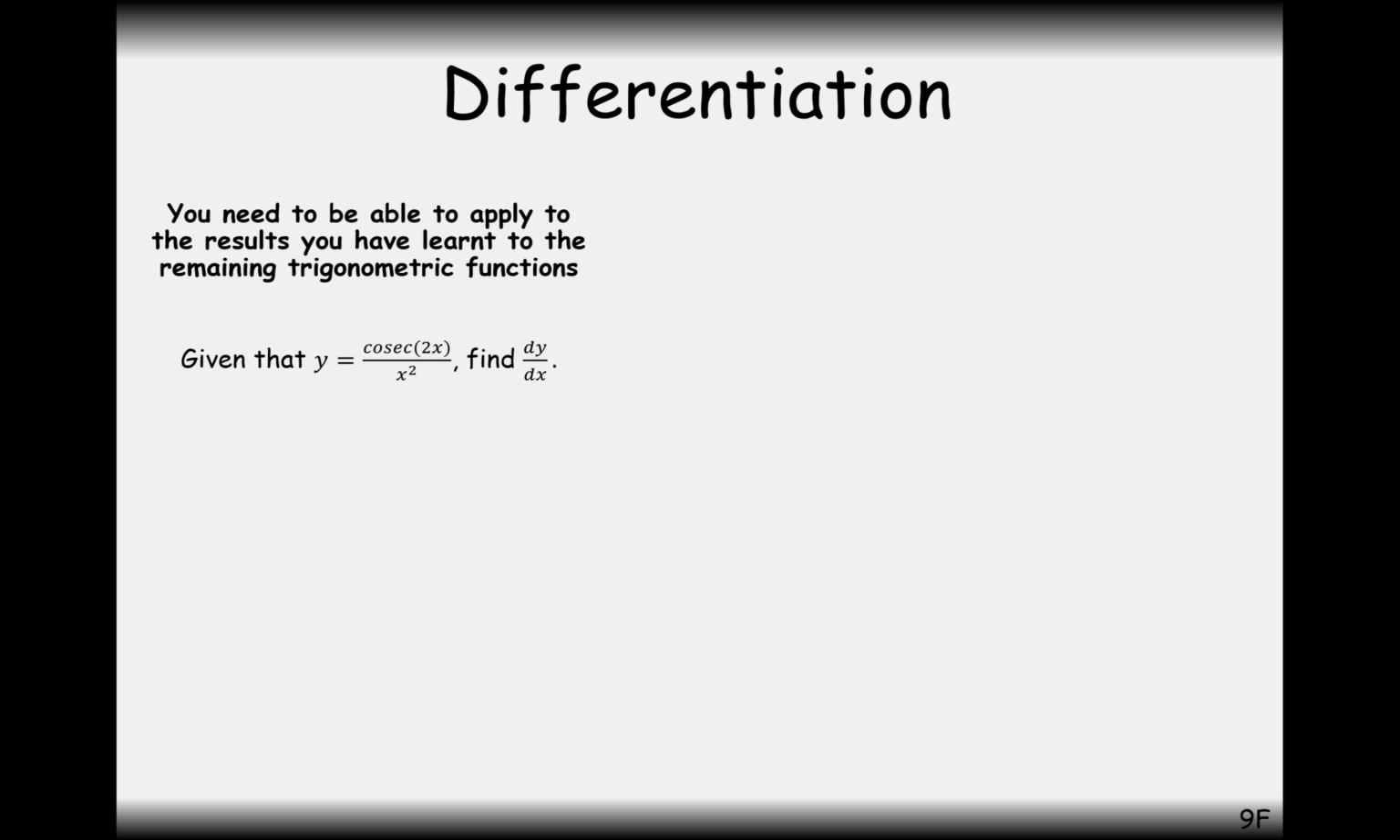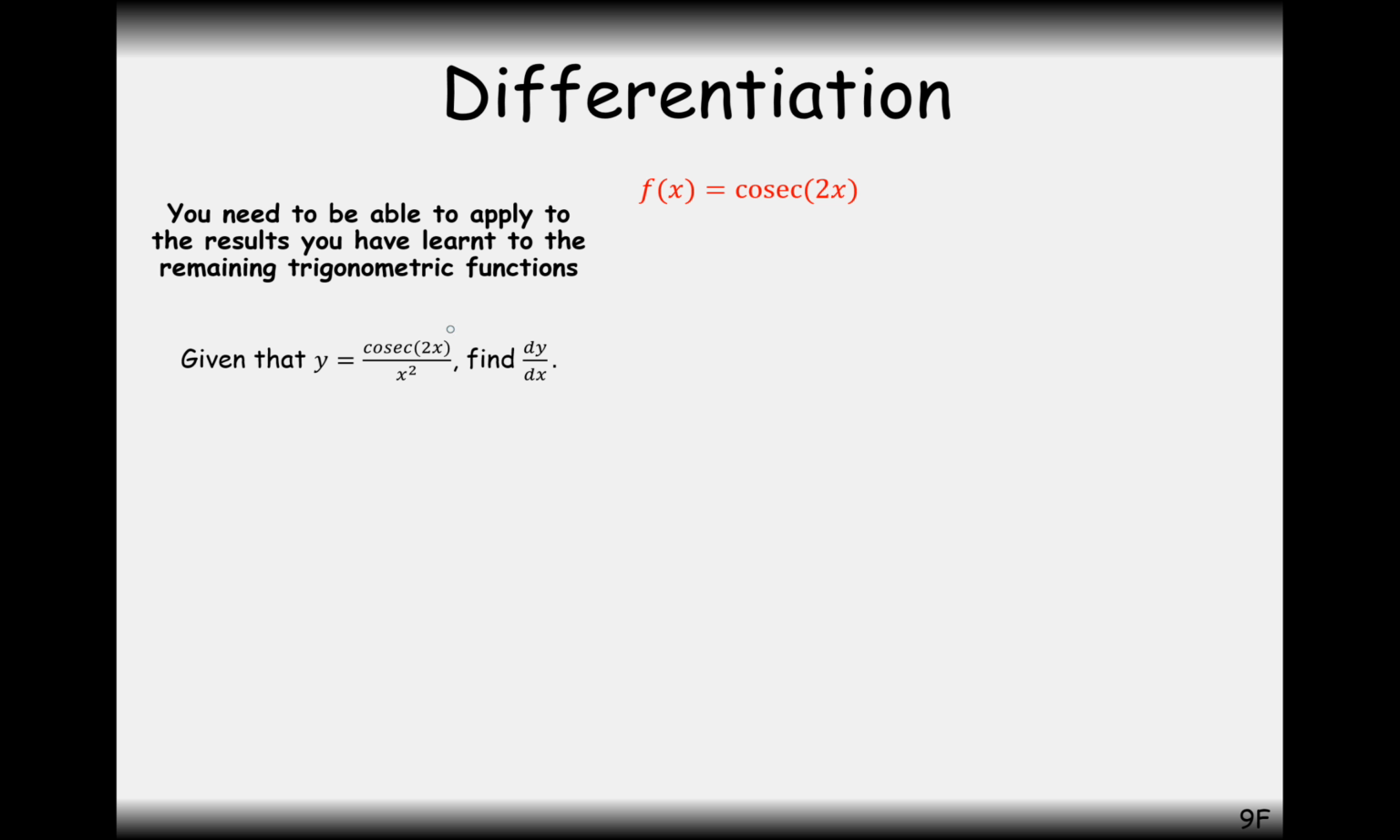Okay, one final one then before we move on to some questions of our own. Given that y equals cosec 2x over x squared, find dy by dx. Well, let's go through our 3 rules. Is it the product rule? No. Is it the quotient rule? Yes, because we have a fraction here, which is not the chain rule either. So it's a fraction, so we must use the quotient rule. And we get this from the formula booklet, and I'll remind you of that later.